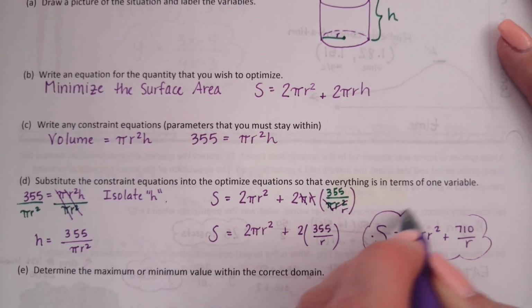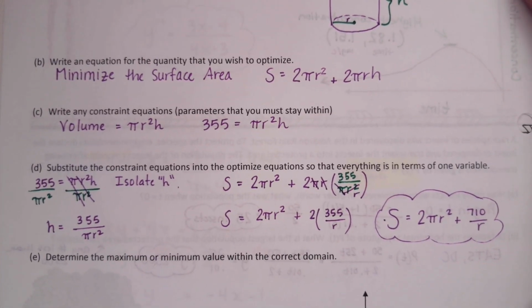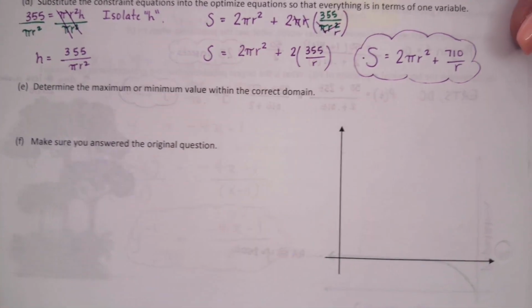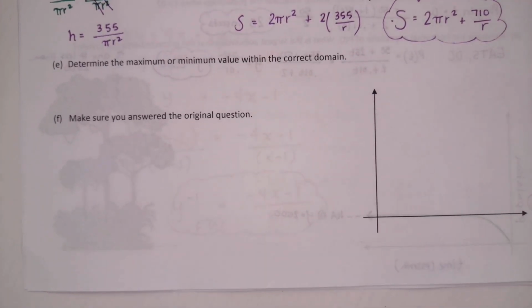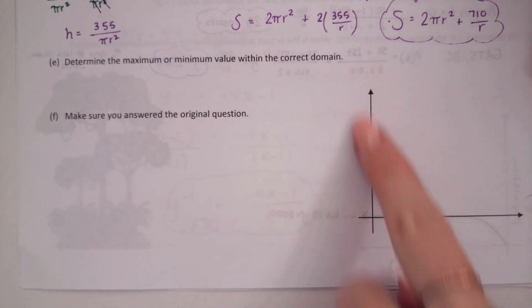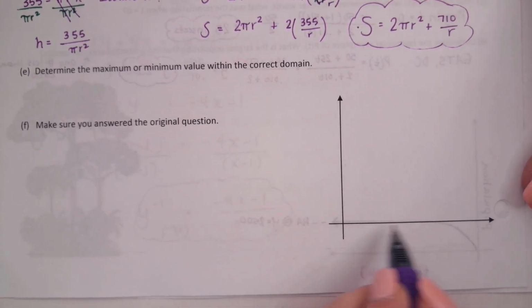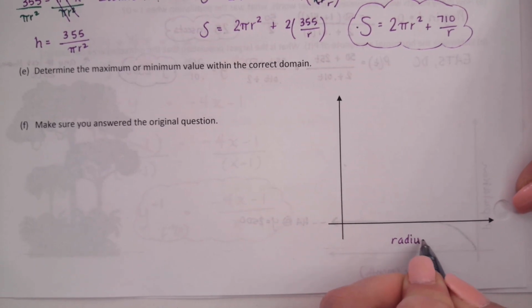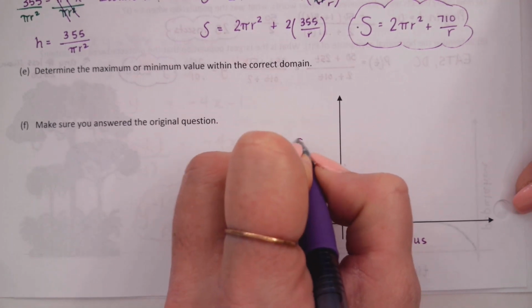Okay, did that. Now we're going to determine the maximum or minimum value within the correct domain, but are we trying to find maximum or minimum? Minimum. Within the correct domain means we don't need quadrant 2, 3, or 4. We only need quadrant 1 because we don't need a negative radius. We don't need a negative surface area. What is my input variable that's on my x-axis? The r, yeah, this is actually a radius. And what is my output variable that's on my y-axis? Surface area.